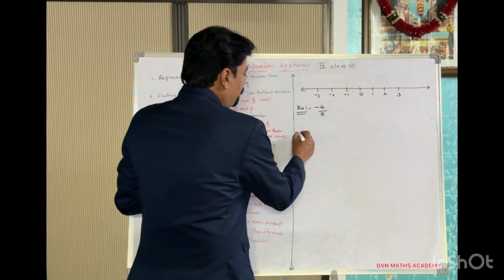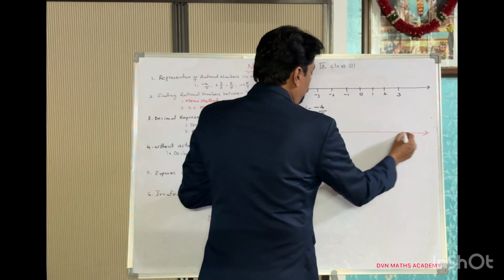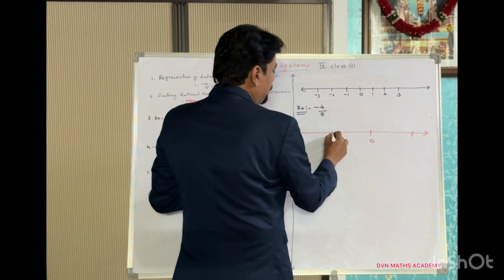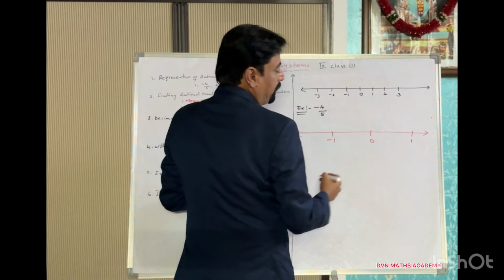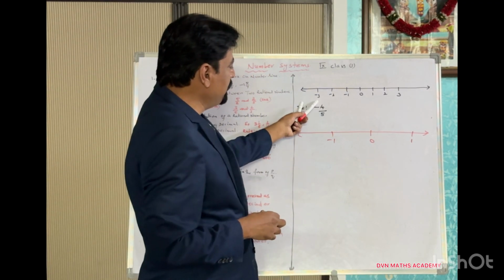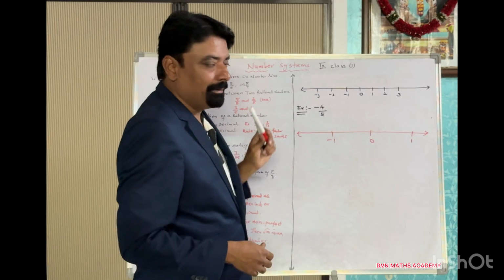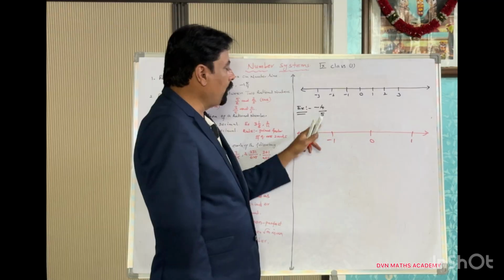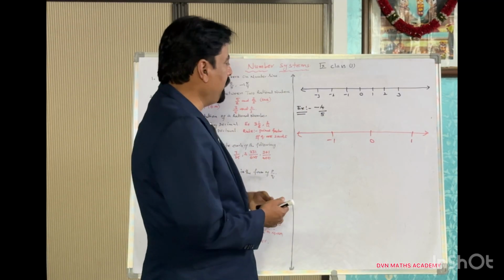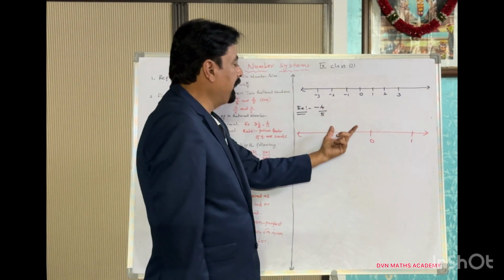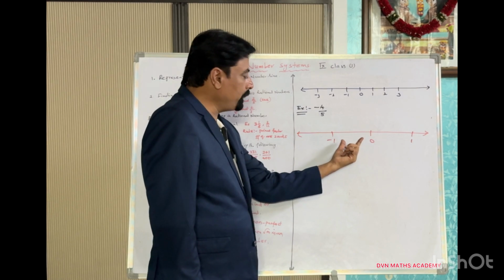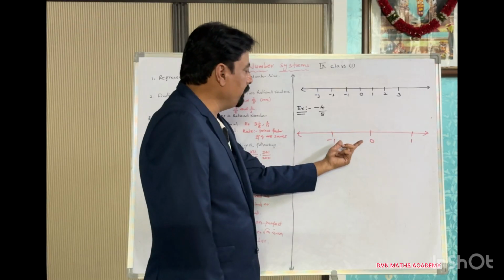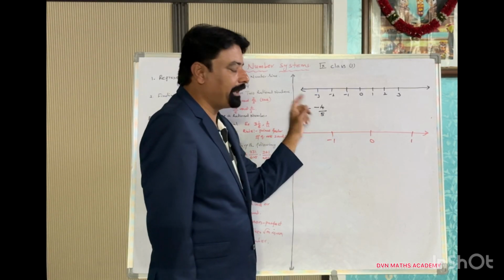Now, you take the number line. This is the number line, and you take 0 here. This is 1 and this is minus 1. Now, I want to represent this minus 4 by 5 on this number line, so you need to concentrate on its denominator. The denominator is 5. So, according to the given rational number, we require to make this unit into 5 parts, because the denominator is 5.